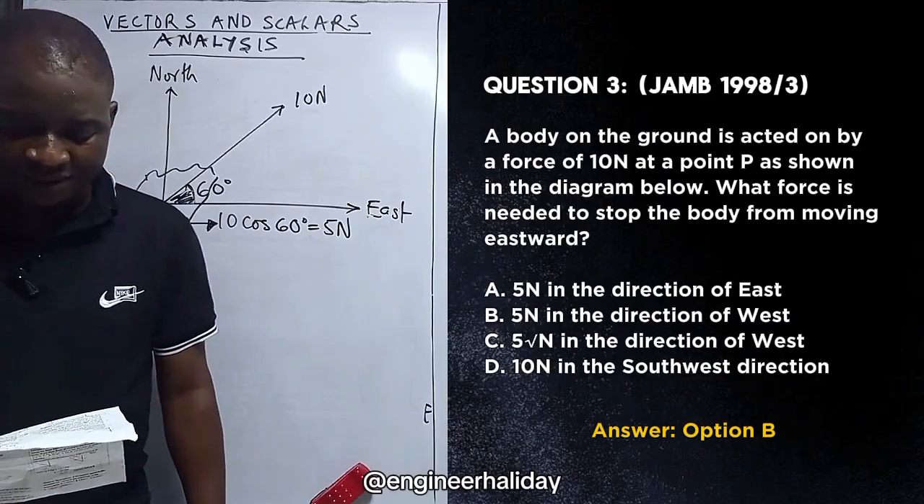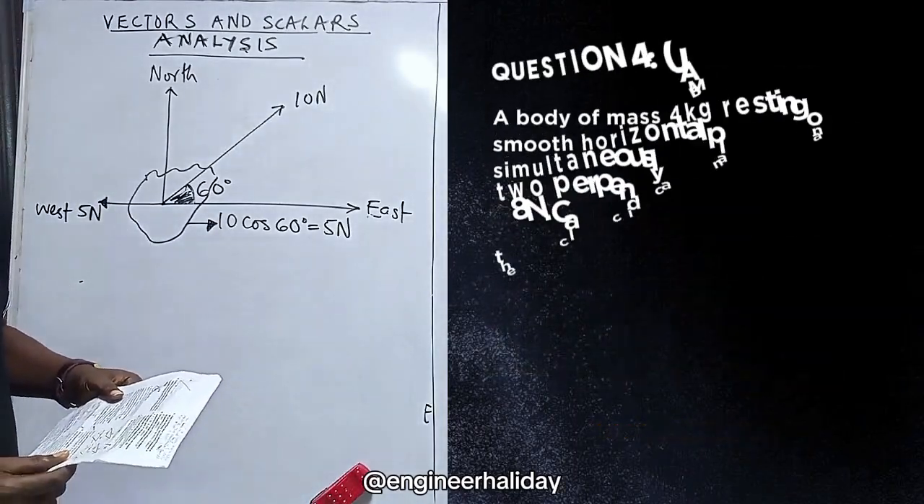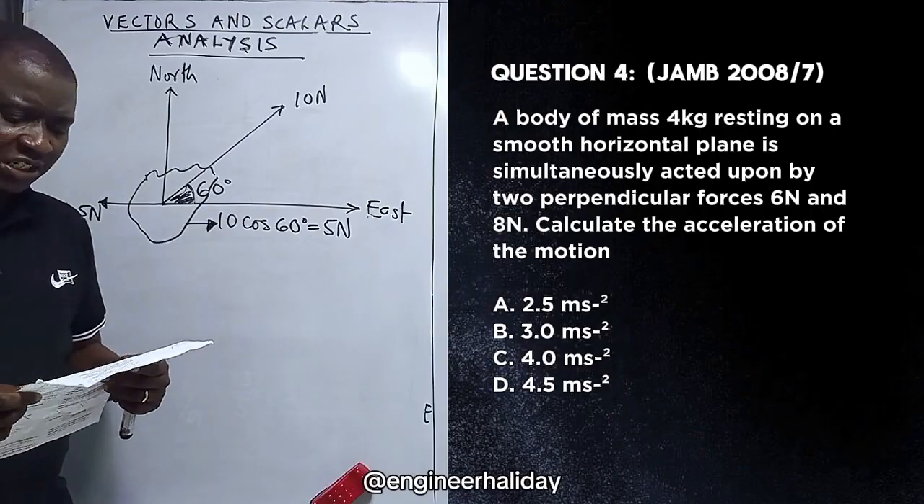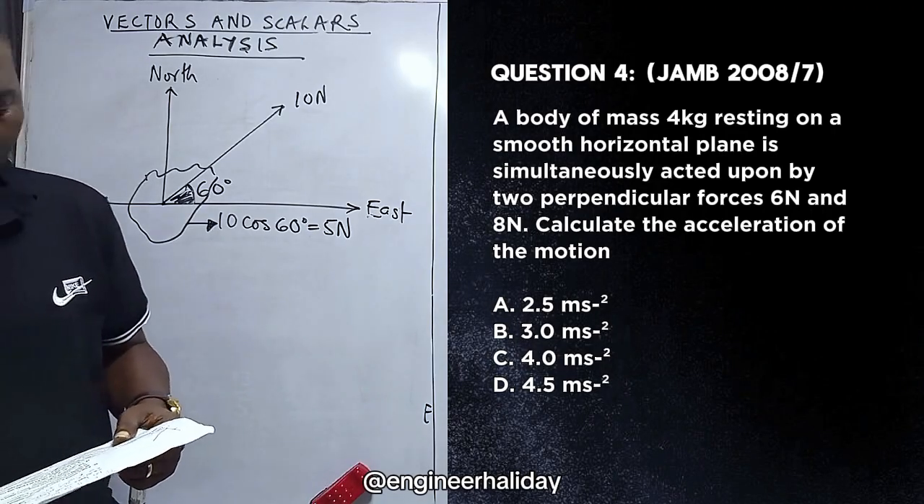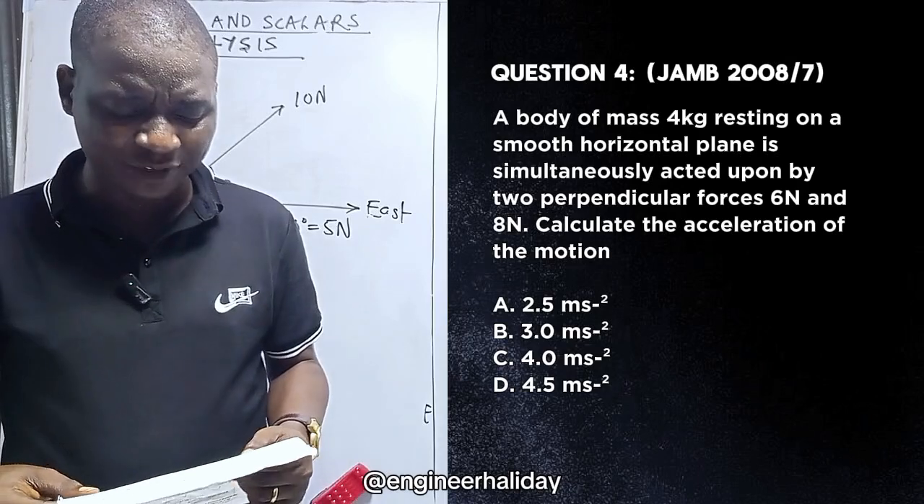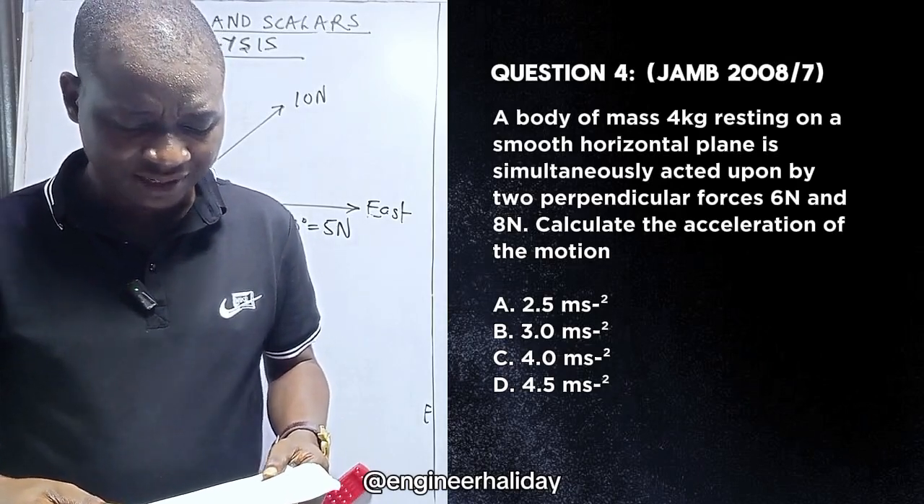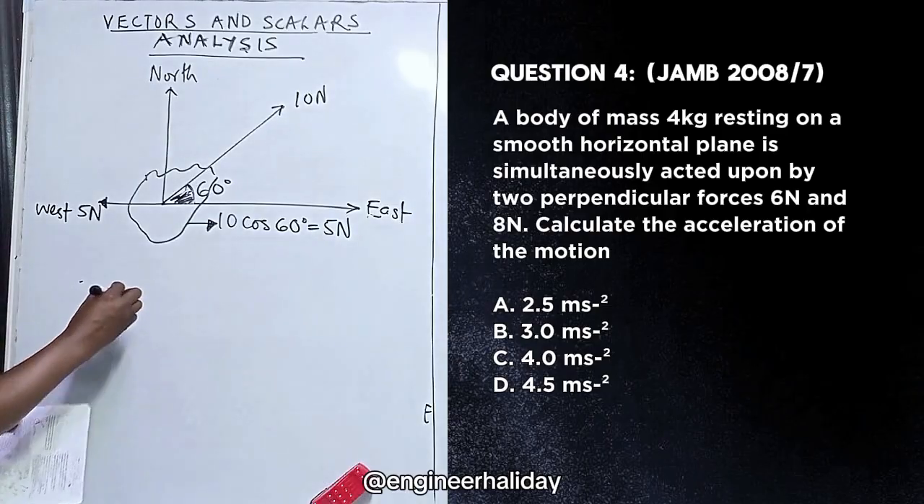B, 5 Newton in direction of west. Number 4 now says: a body of mass 4 kg is resting on a smooth horizontal plane and is simultaneously acted upon by two perpendicular forces, 6 Newton and 8 Newton. Calculate the acceleration. We don't need to waste time.